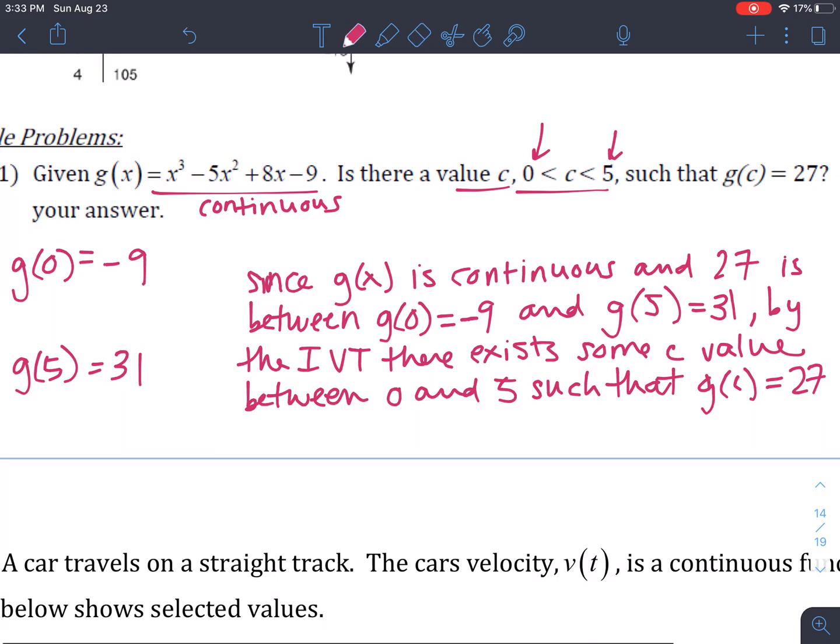So again, what happened here? Don't be bogged down by the words. Since g of x is continuous, that was important. 27's in between negative 9 and 31. By the intermediate value theorem, which I'd recommend writing out on the AP exam, but we can abbreviate for now, there exists some c value, basically an x value, between 0 and 5, such that we're going to get back 27. The reason that people struggle with this, honestly, is it has a bunch of words. People get overwhelmed and they don't know what to write. So just take a second and read that again. Just think through the process. It's not going to change in terms of how you're going to justify. So we're going to try a couple more and hopefully you'll get more comfortable with these.